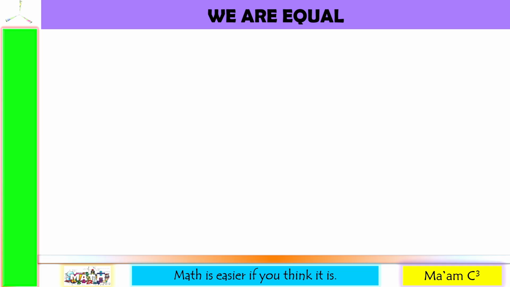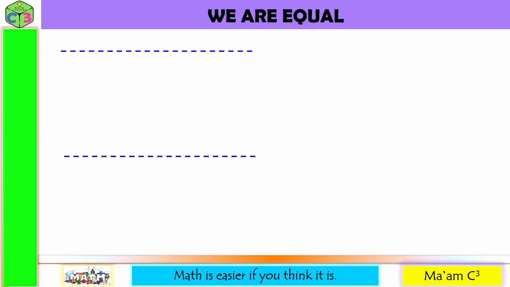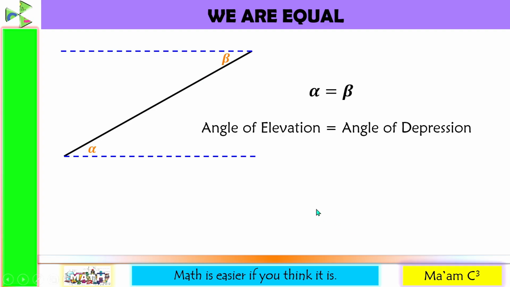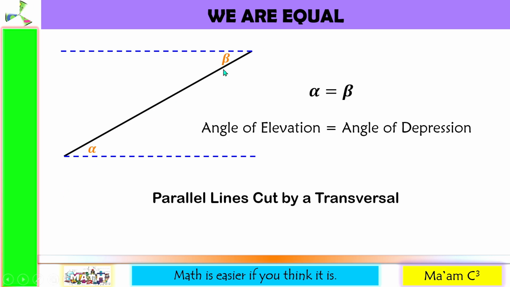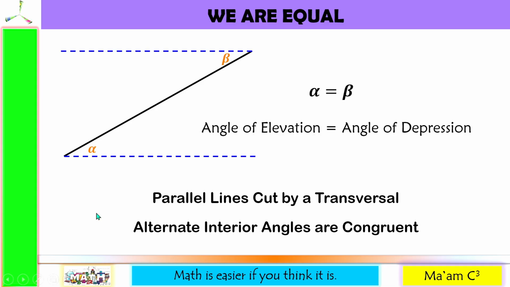Angle of elevation and angle of depression are equal. Let me show you. I'm going to create parallel lines and I'm going to cut this using a transversal. This angle here, let's label it as alpha, while this angle here, let's label it as beta. Alpha is equal to beta, meaning the angle of elevation is equal to angle of depression. Why is it? Because you have learned from your lesson on parallel lines cut by a transversal that alternate interior angles are congruent. Therefore, the angle of elevation is equal to the angle of depression.